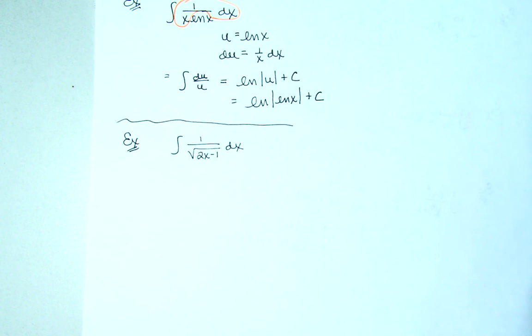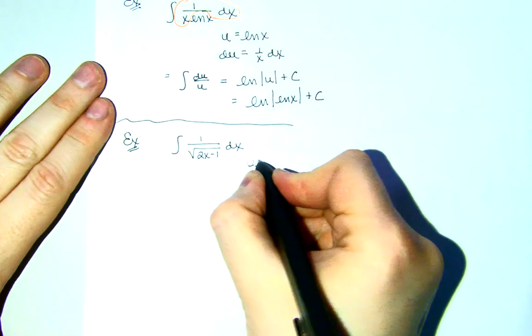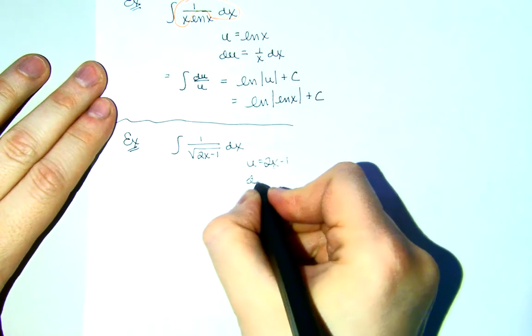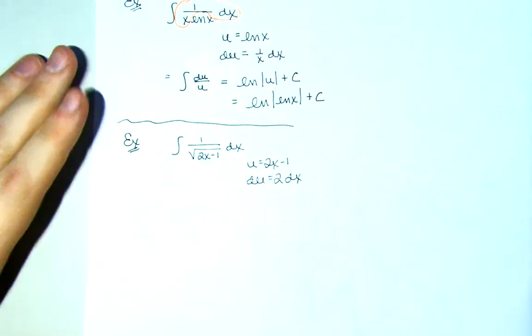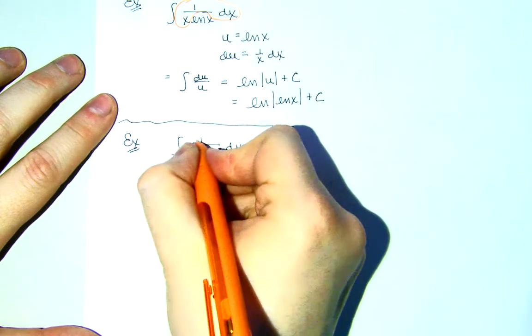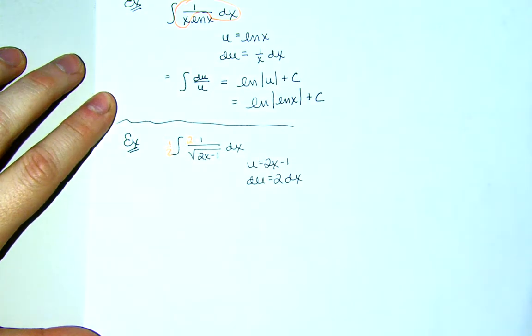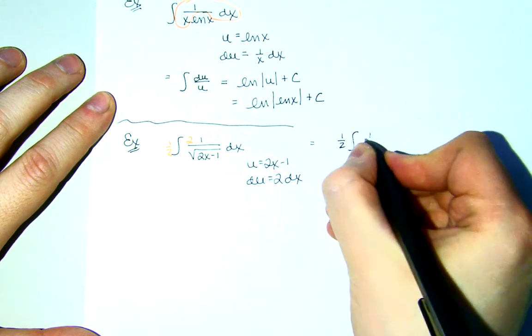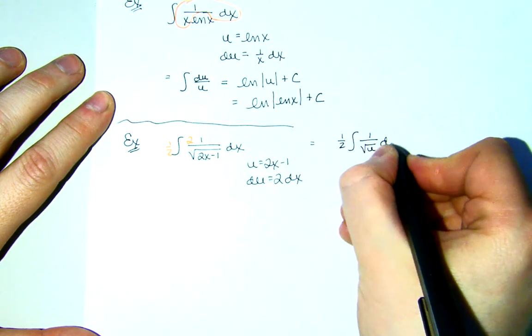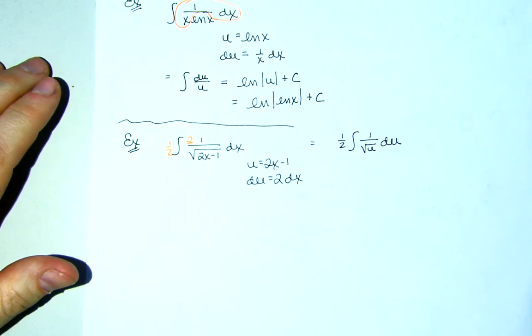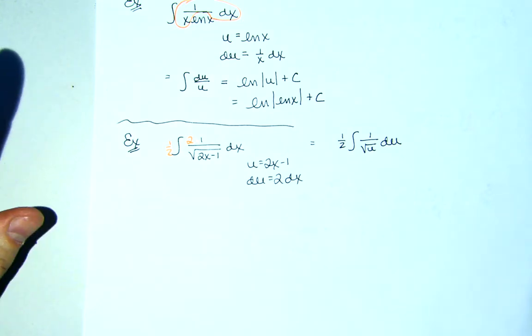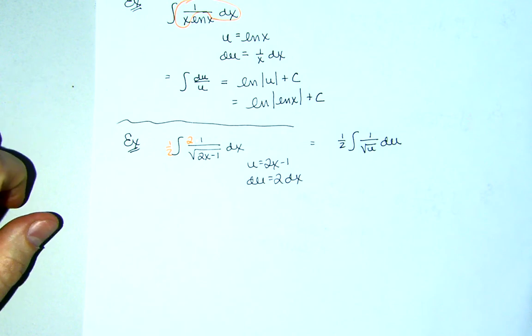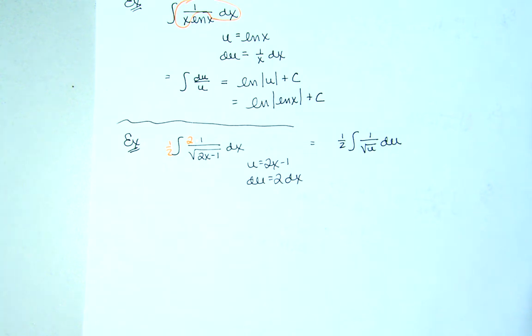What's u? What's du? So hold on. I can make it work by sticking a 2 inside and a 1/2 outside. And I can turn this into 1/2 times the integral of 1 over the square root of u du, or du over the square root of u. Now, Trey, what were you saying a moment ago? The exponent is not negative 1. So am I going to get natural logs from this?